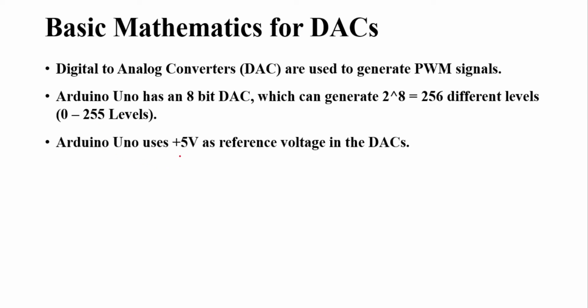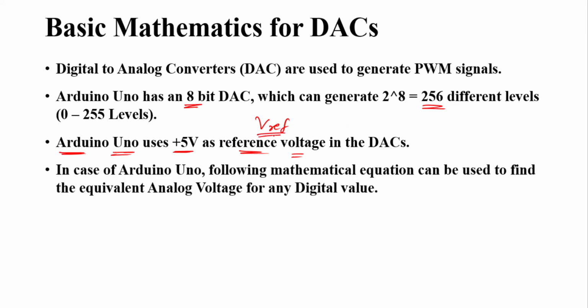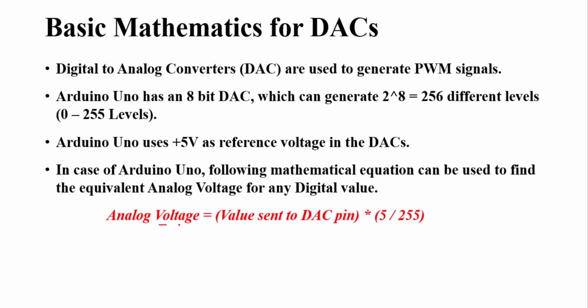Remember one more concept, that Arduino Uno uses plus 5 volt as the reference voltage, or we can call it Vref. So Arduino Uno uses plus 5 volt as the reference voltage. It has got an 8-bit DAC, which can generate 256 different levels. So using these two values, Vref and number of levels, we can calculate the voltage for different values which are sent to the DAC pin.